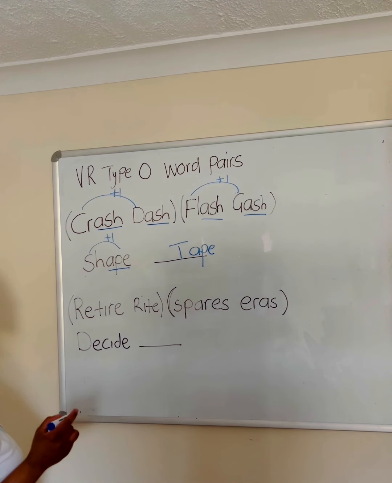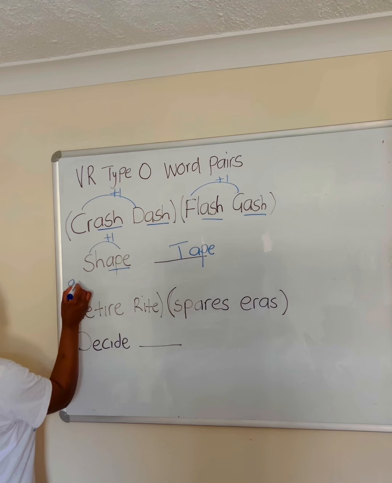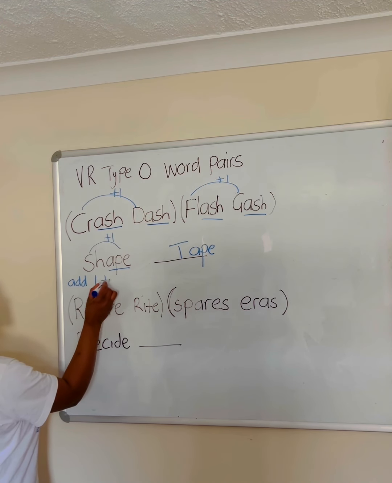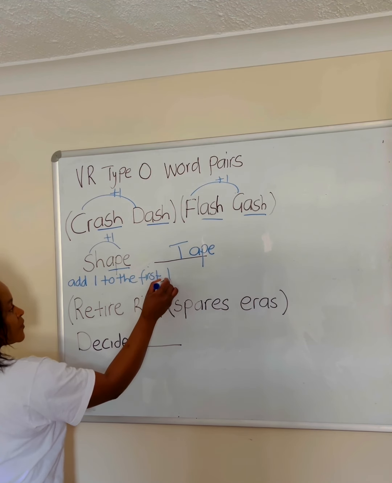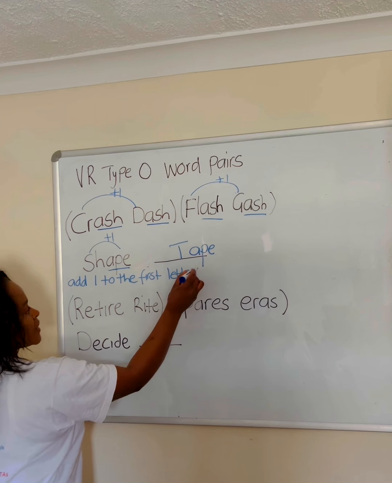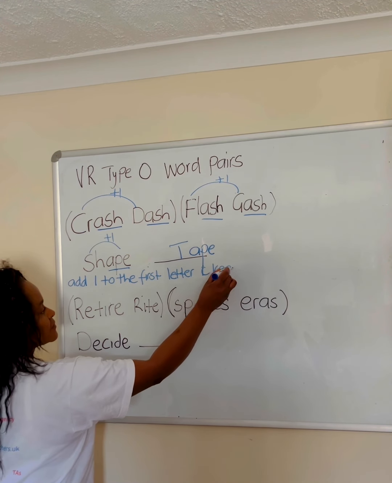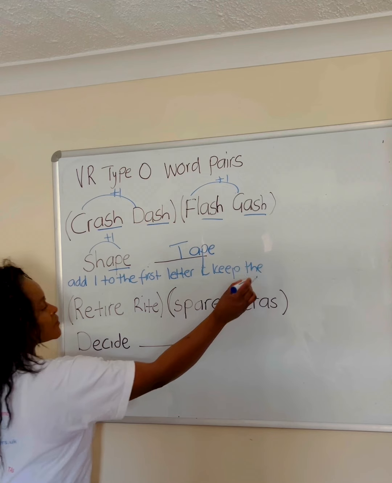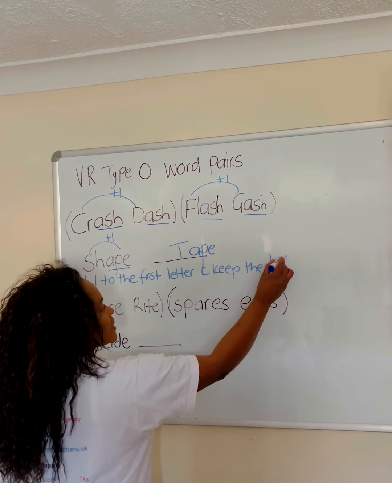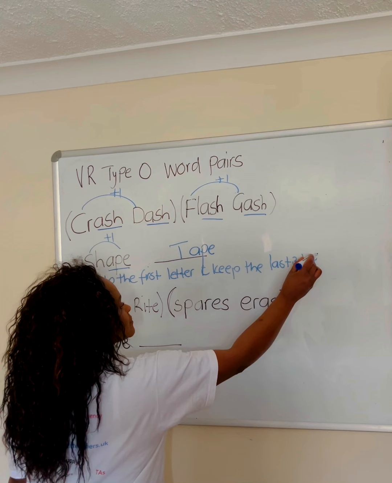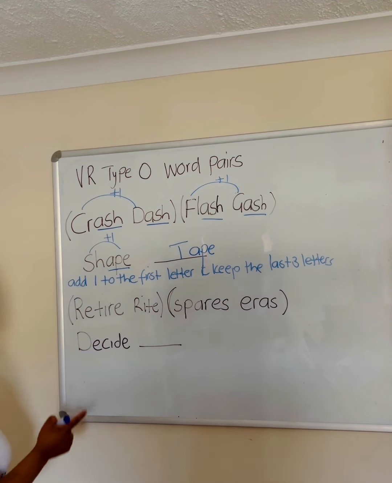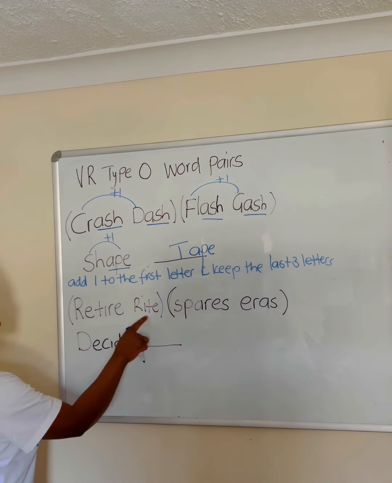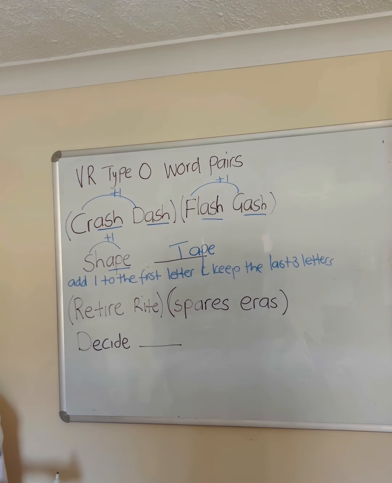So which means you add 1 to the first letter. So our pattern is add 1 to the first letter, and keep the last 3 letters. Okay, so you add 1 to the first letter and you keep the last 3. Let's look at this on here. On here, the pattern is slightly different because we don't have a pattern when they are the same at the end. So we need to work out the pattern on here.